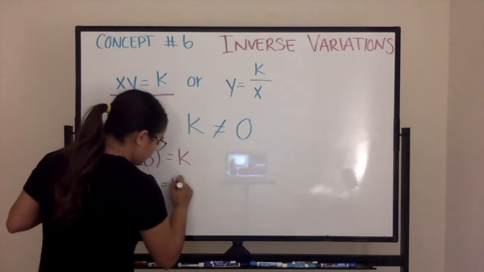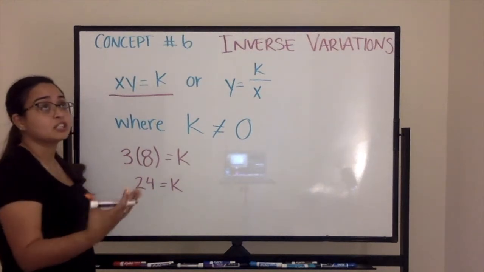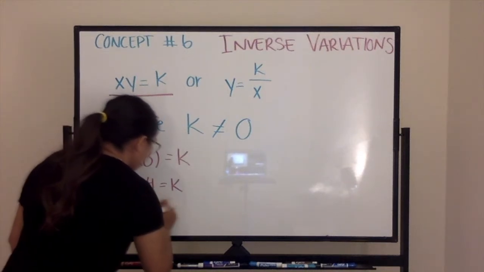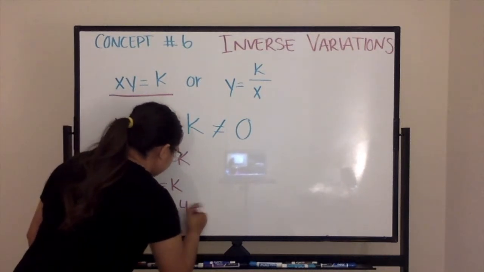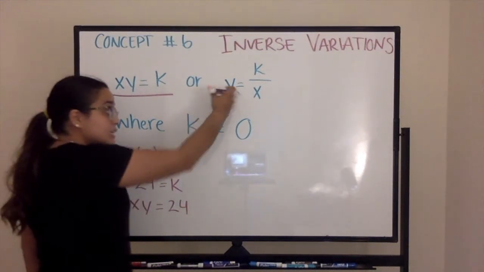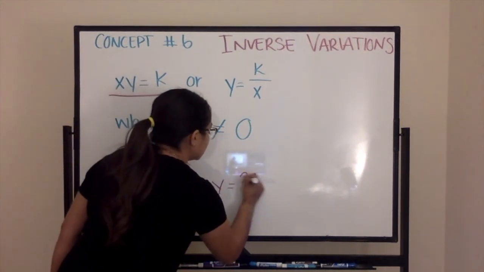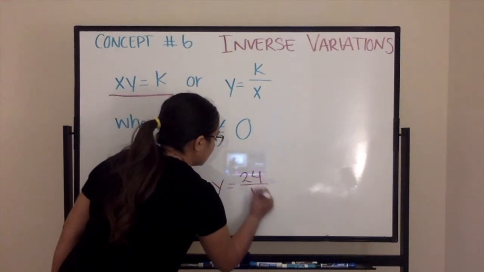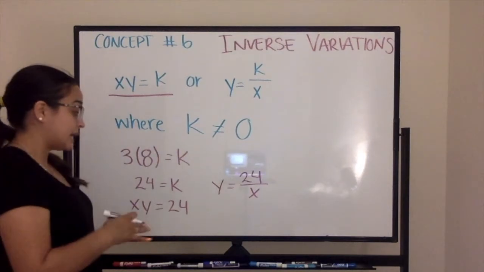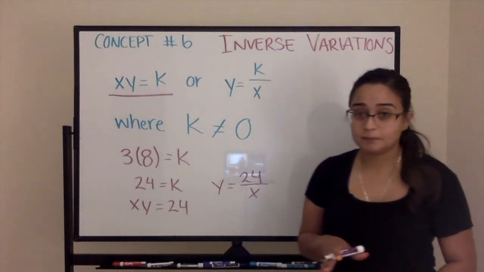It's equal to k. Now we're going to write this in an inverse variation form. So I'm just going to put x and y is equal to 24, which is the value of k. Now, if we write it in this format, it would look as y equal to 24 over x. Okay? Now, that is as far as I'm going to go in for today.